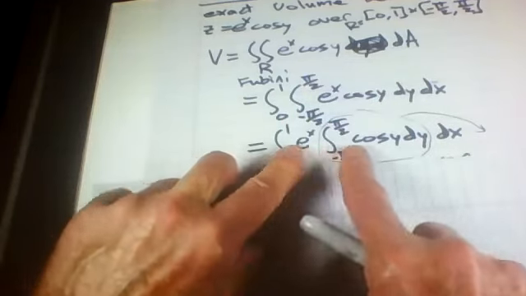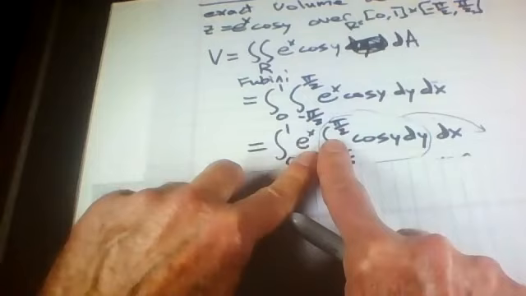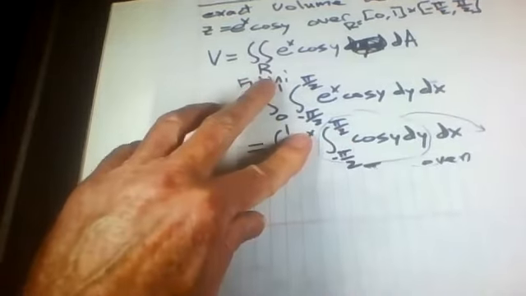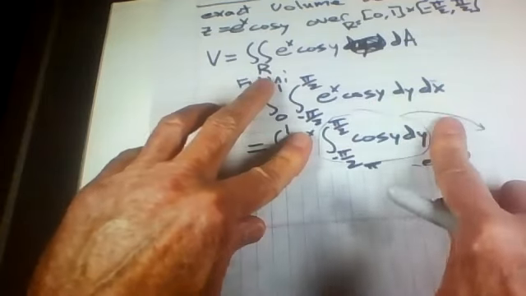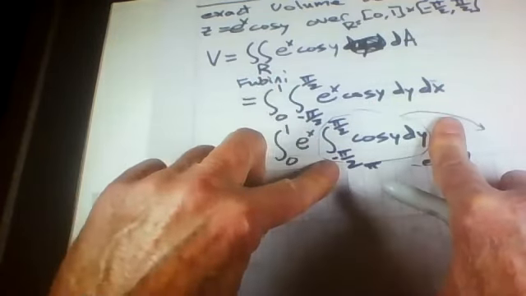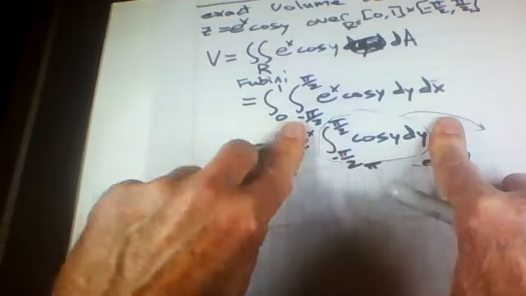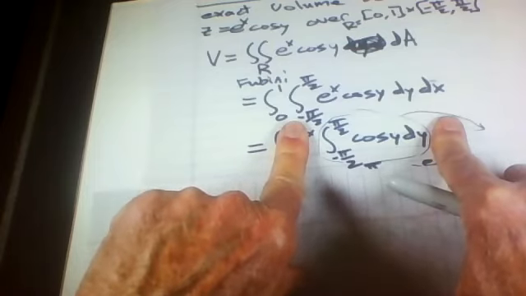Now I've got the integral of e to the x times this one. And what do I know about this one? If it's a definite integral, I'm going to get a number, right? This is just a number: the integral of cosine y from minus pi over 2 to pi over 2. I'm going to take sine y, plug in these two, and take the difference. It's a number. It's the area under the curve. Cosine y is what it is geometrically.